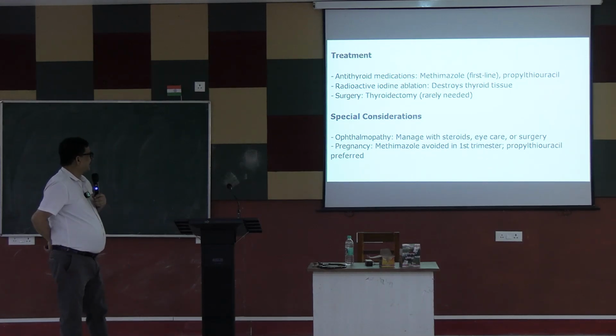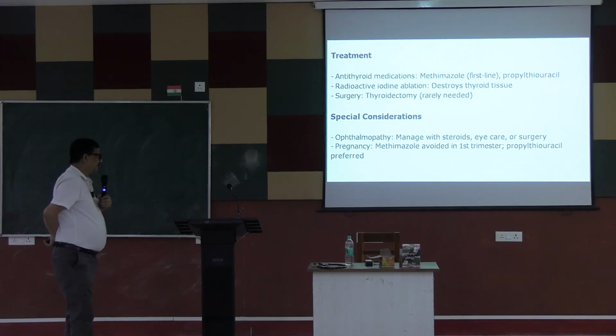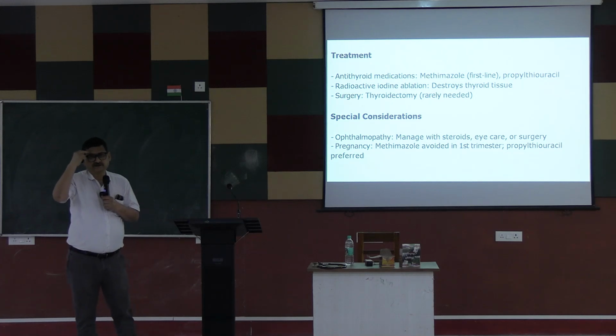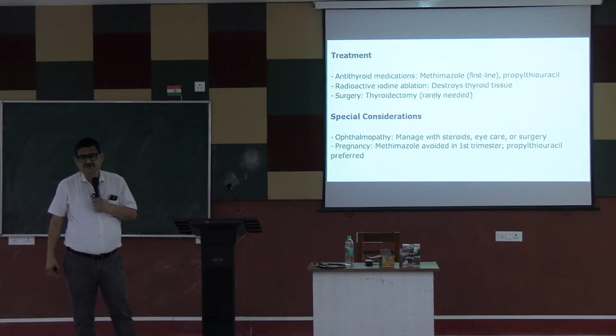Special considerations of management: ophthalmopathy, that is exophthalmos. Exophthalmos, what happens? Fluid accumulates behind the orbit, which protrudes the eyeball anteriorly.